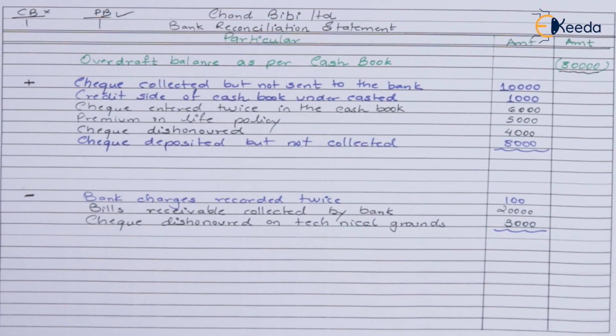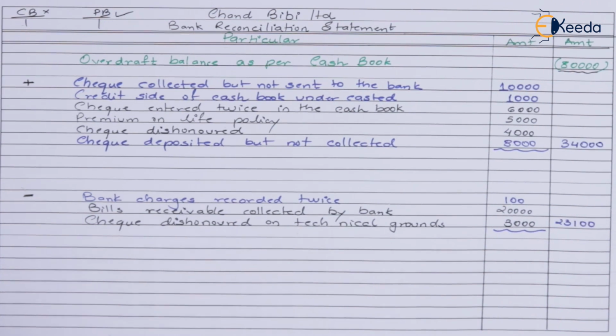The next phase that we are going to do is that we are clubbing all the amounts of addition and mentioning it in the outer column. So the total of all addition items comes to around 34,000 and the total of all subtraction items comes to around 23,100. So already we have a negative balance. Let's figure out how much balance we have here.